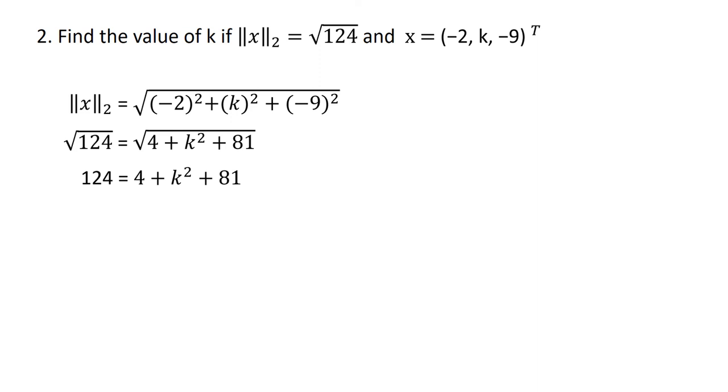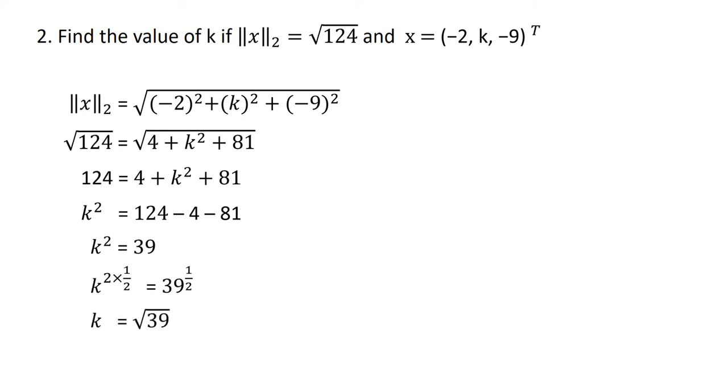We want to make k the subject of the equation, so let's group like terms over here. And now we have k square equals 124 minus 4 minus 81. 124 minus 4 minus 81 is 39. So now we have k square equals 39. Multiply both sides of the equation by the power of 1 over 2, and this will give us k equals square root of 39, which is 6.24 to 2 decimal places.